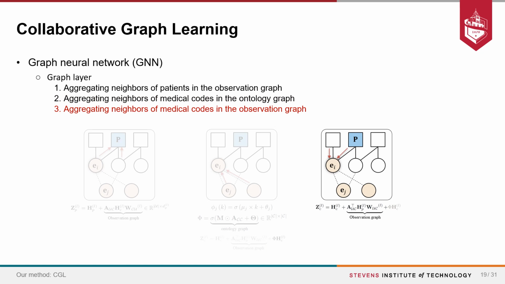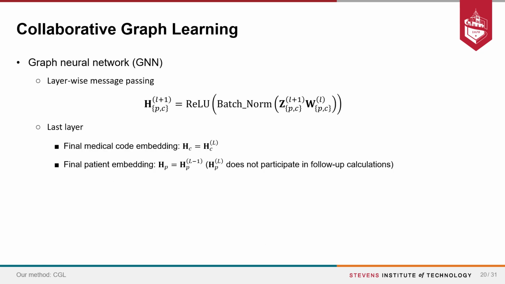Finally, we use the transpose of the adjacency matrix AUC to multiply patient embedding HP and project to the dimension of medical codes with a weight WC. Then we aggregate the neighbors of medical codes which are patients and get an intermediate variable ZC for medical codes. In the next step, we use a dense layer with ReLU activation function and apply a batch normalization to calculate HP and HC in the next layer.